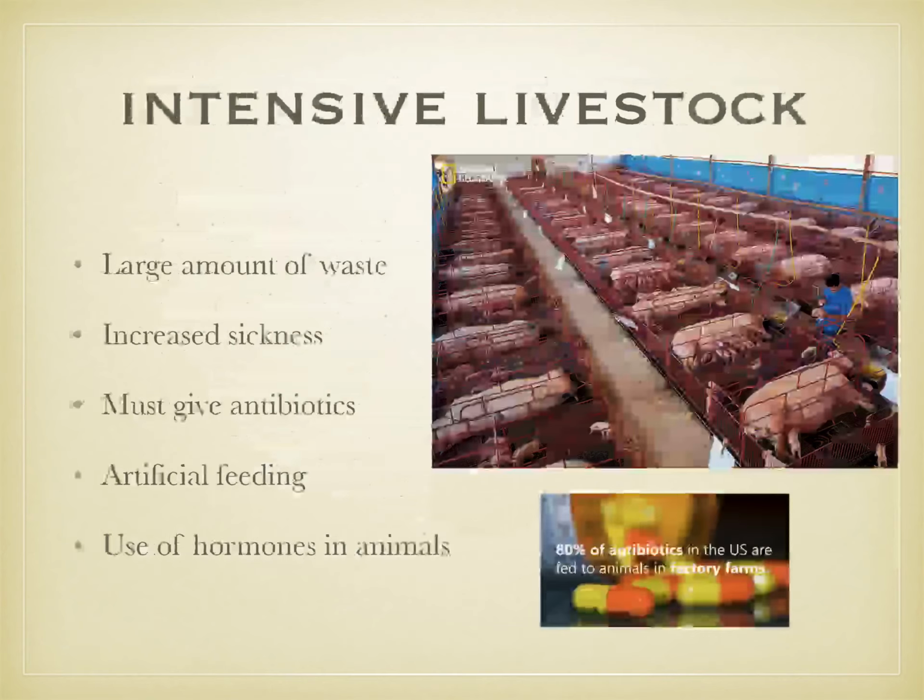Intensive livestock production is another massive ecological impacting method of food production. There's a huge amount of waste. So if you look at the picture on the slide, and this is a pig farm, firstly, well, you can see all the sows, the female pigs, they're just being kept in this cage, lying on their side with the babies sucking on them, and that's their life.